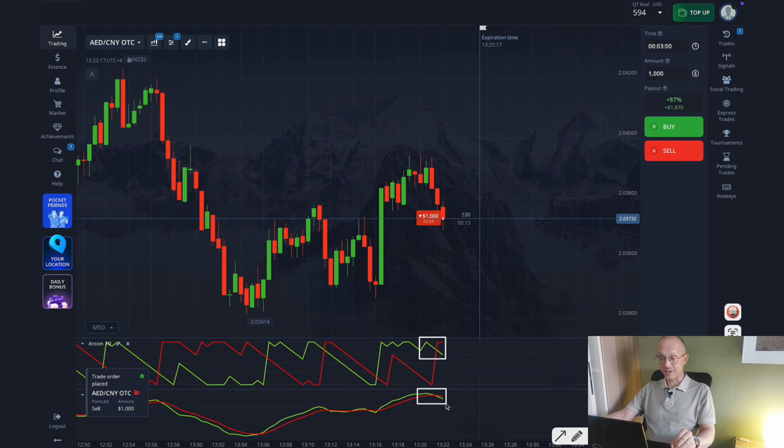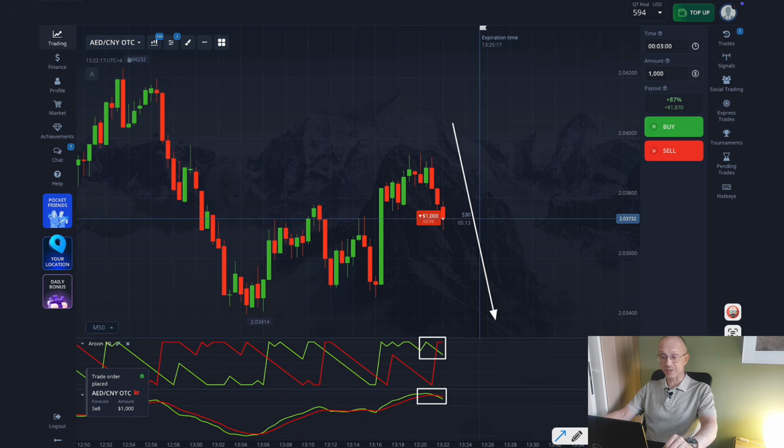The second signal comes from the MACD indicator. When the green line crosses the red line from top to bottom, it confirms the downward movement. The MACD helps to determine the strength and direction of the trend, and when the line crosses downwards, it confirms that the market is in a correction or reversal phase.